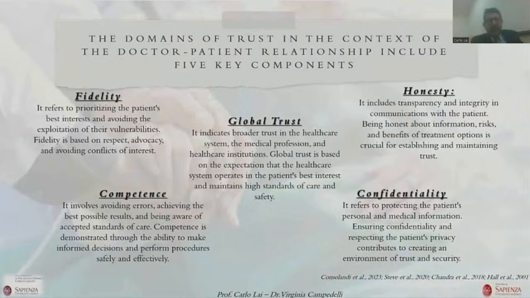create an environment of trust and security in the patients. We know that all these points are very important, not only for an ethical question of the medical staff, but also in relation to the outcome of the treatment. So it's very important to have in mind this point.